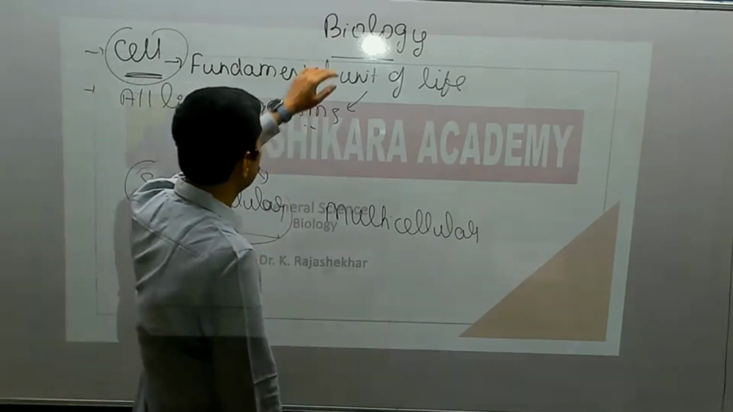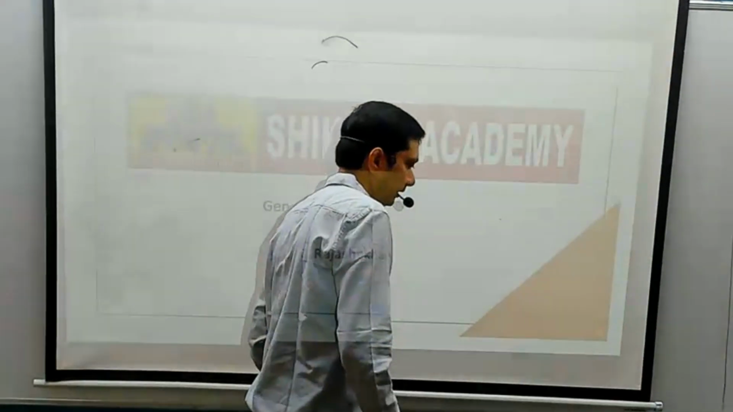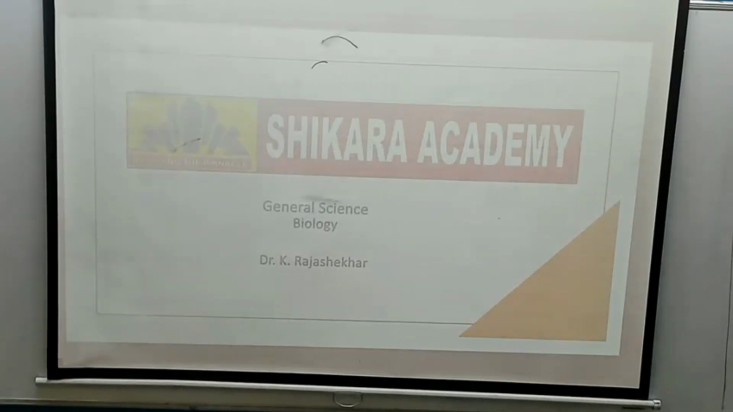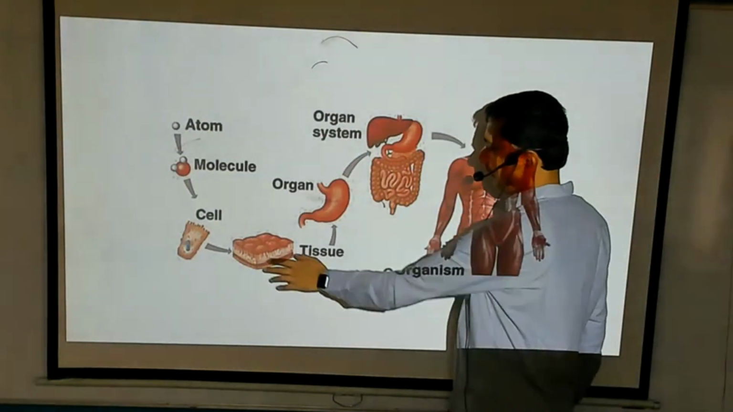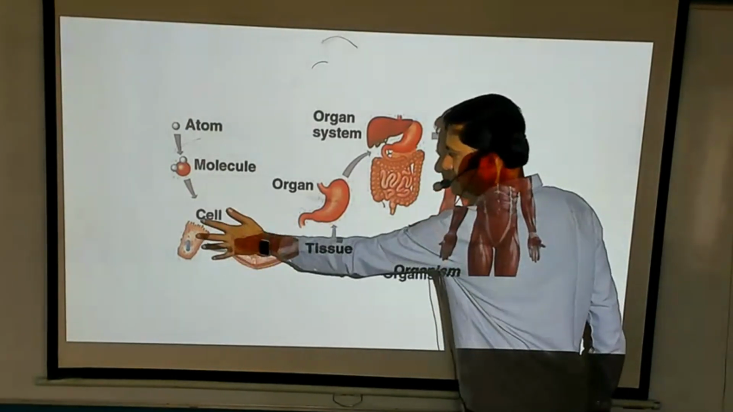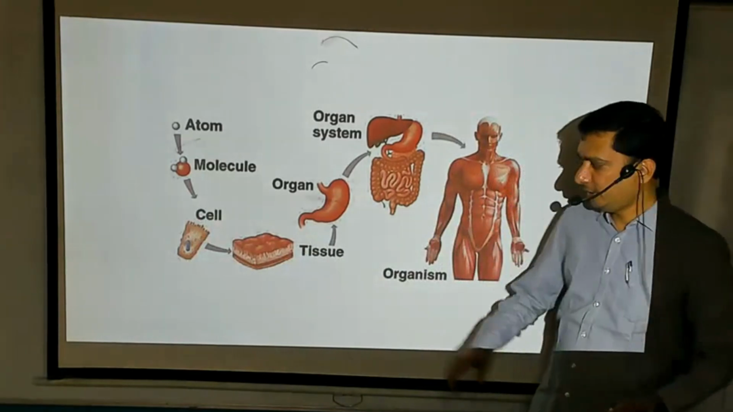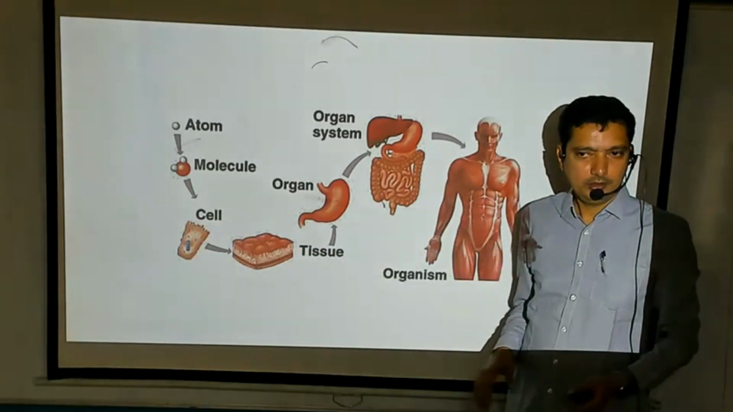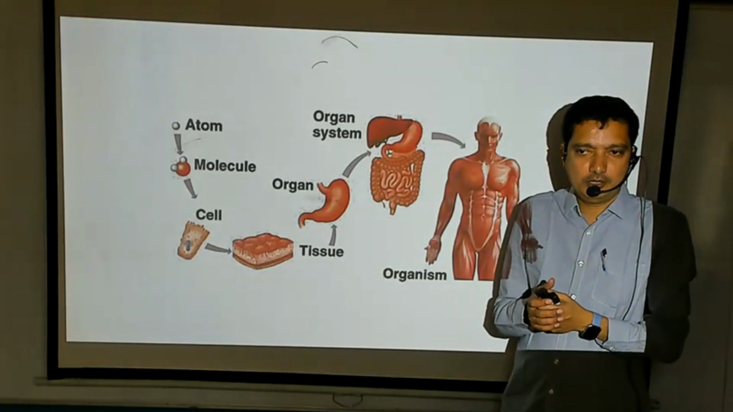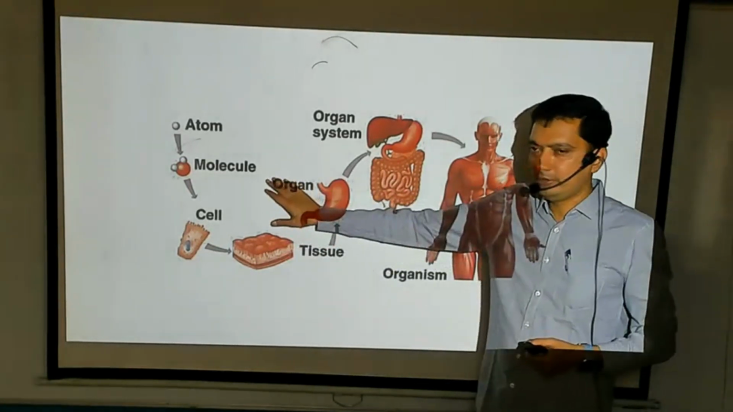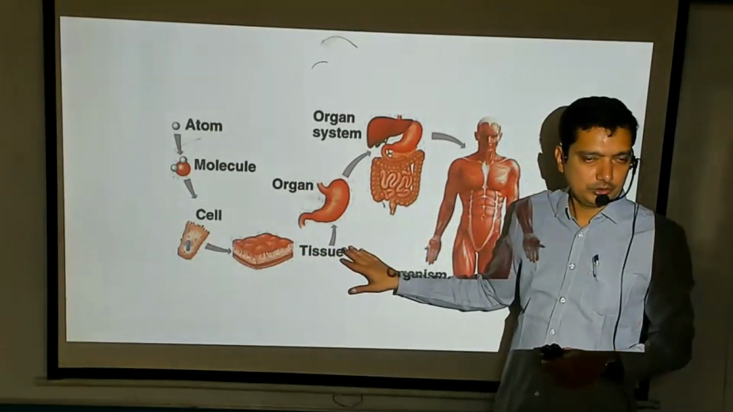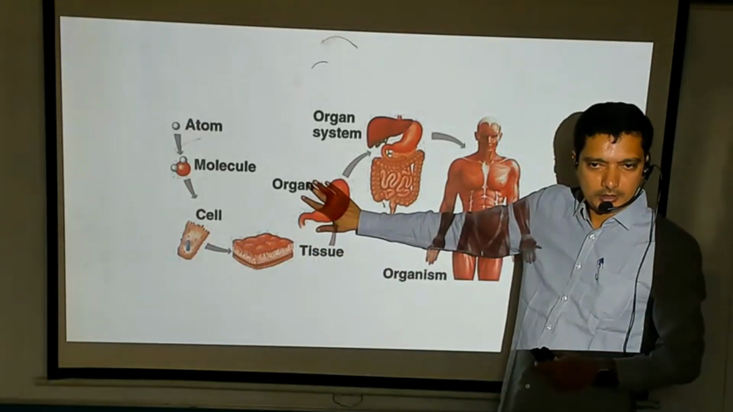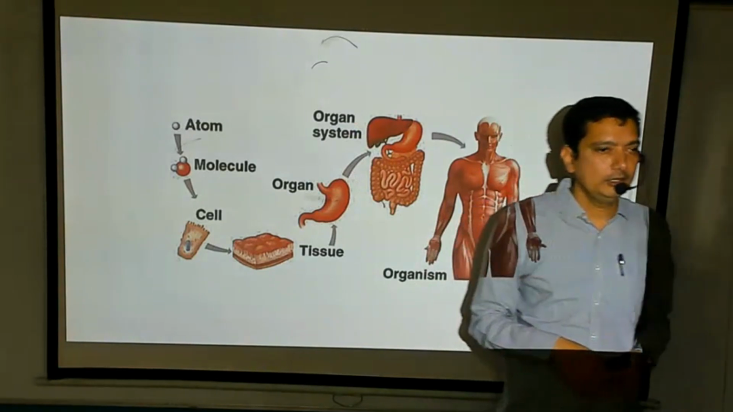Let's have a look at how this is organized. This is something you all know very well. Cells generally come together and give rise to what is called tissues. This is a cell that we are talking about. Cells give rise to tissues. A group of cells giving rise to a particular tissue, which can further give rise to what is called organs. Cells make up tissues, tissues make up organs, and organs come together to form what is called organ systems.